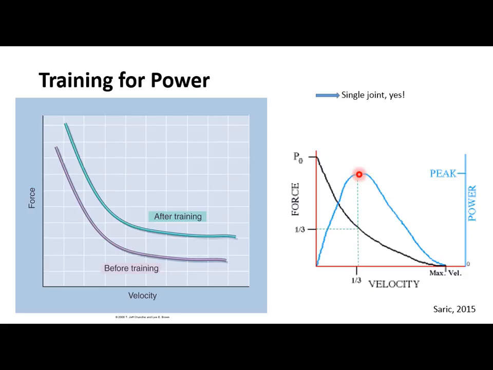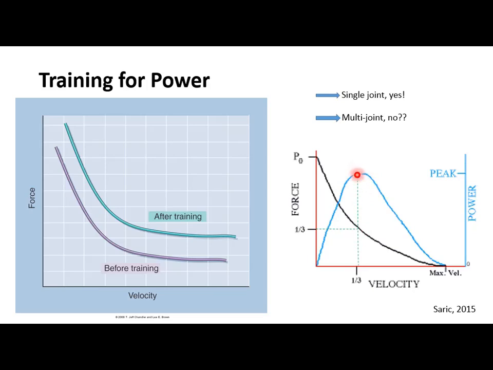So for single joint movements, that is true. It is true that peak power is reached at about 1/3 force, 1/3 velocity. For multi-joint movements, there is some movement, I should say, in the research. We are not sold on this curve in terms of multi-joint movements.